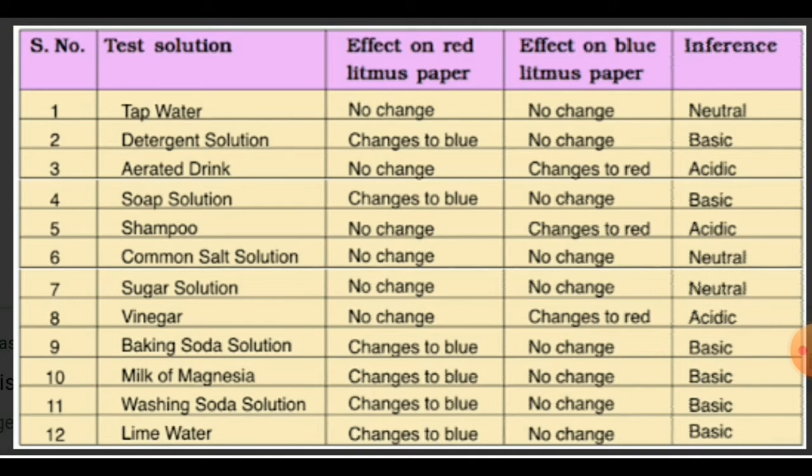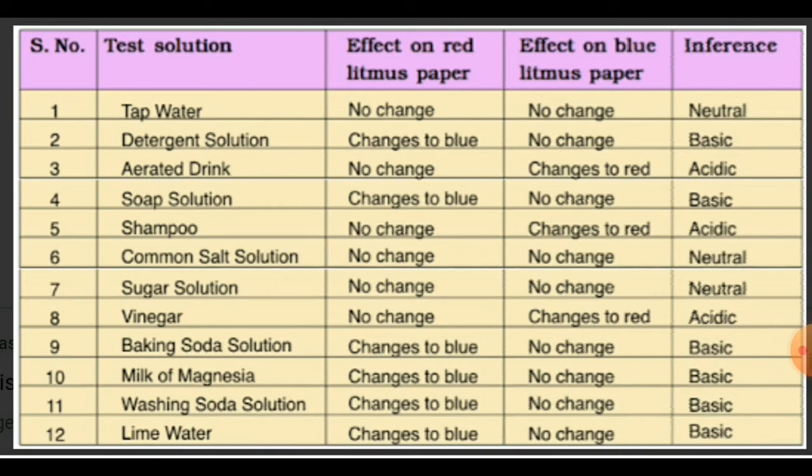Here we are going to discuss the total of 12 examples. The first one is tap water, similar to distilled water. It does not show any effect on red litmus and blue litmus. That's why tap water is neutral in nature. Then next is a detergent solution. In the detergent solution, red litmus changes to blue and blue remains as it is, so it is basic in nature. The third one is an aerated drink, meaning Pepsi.